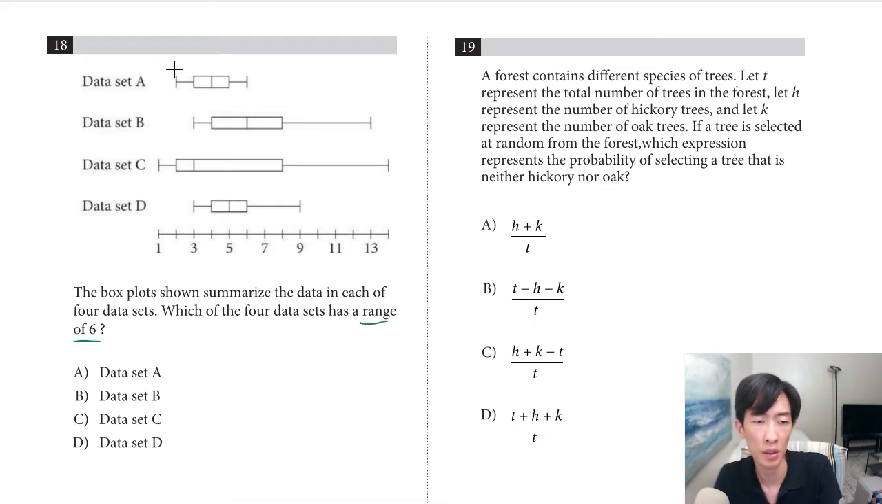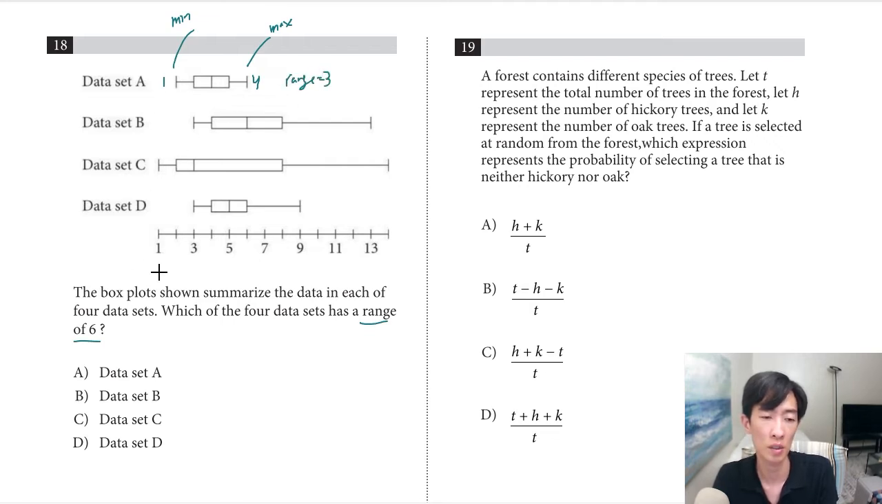So remember that this part is the minimum value. This part is the maximum value. The middle is the median. We don't care about that. So to get the range, you're subtracting the max minus the minimum. So for data set A, the maximum here is about 4, and you're subtracting 1. So 4 minus 1 is 3. So the range is 3 here.